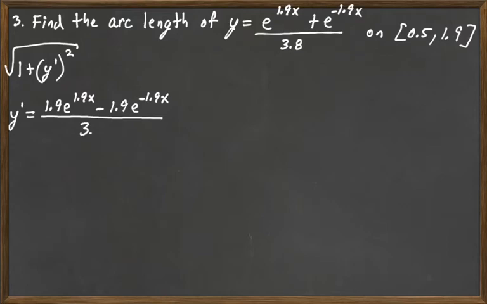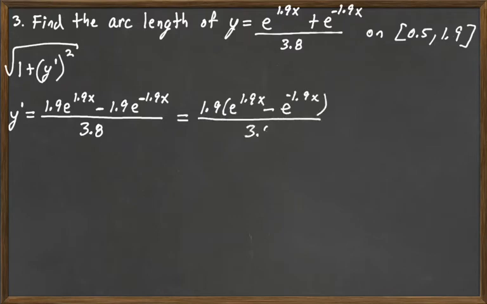All over 3.8. Now factor out a 1.9: 1.9 times (e to the 1.9x minus e to the negative 1.9x), all over 3.8. 1.9 times 2 is 3.8, so we can divide by 1.9, and 3.8 divided by 1.9 is 2. So we have 1 half times (e to the 1.9x minus e to the negative 1.9x).